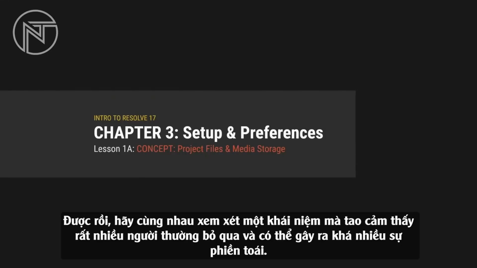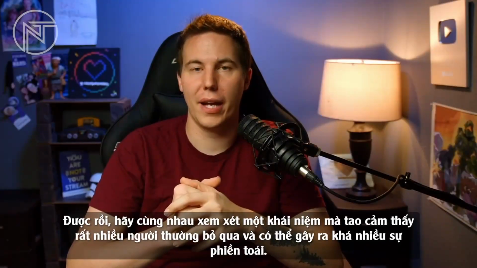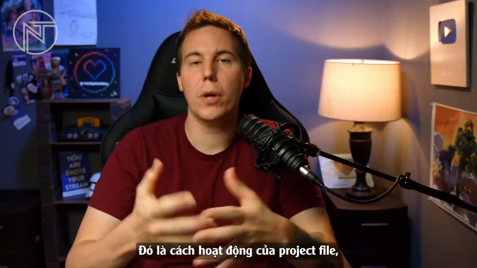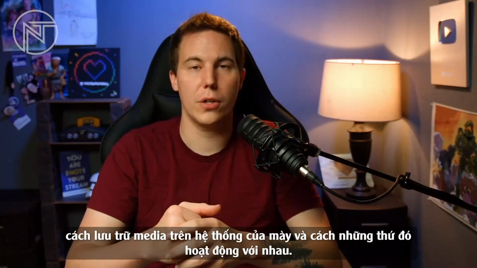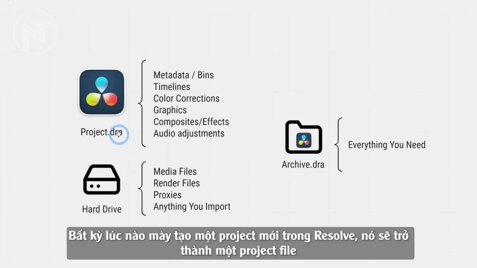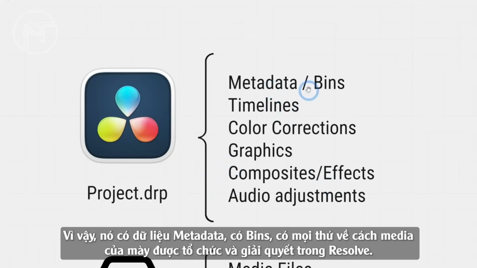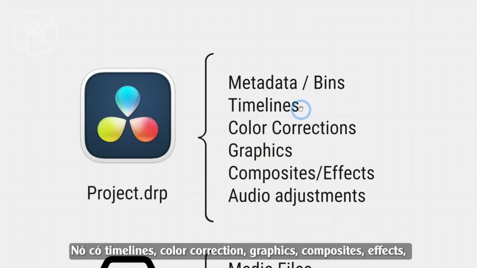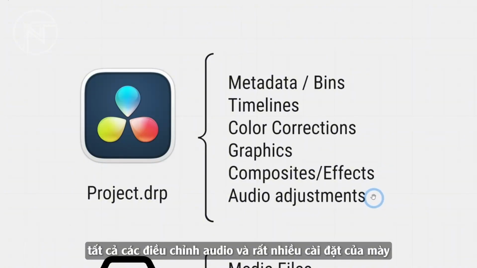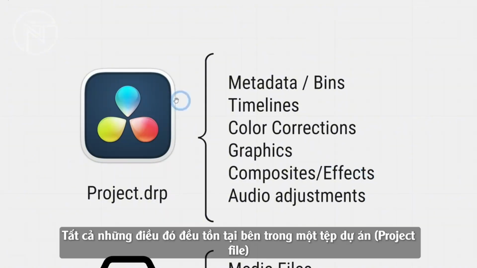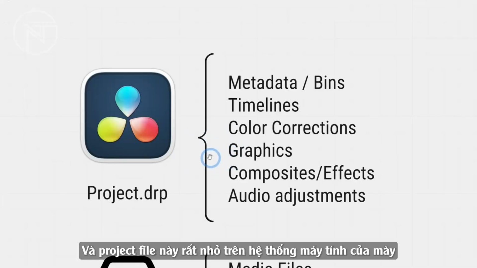All right, let's take a look at a concept that I feel like a lot of people skip over and can be frustrating. And that's how project files work, how media is stored on your system, and how those things work together. Anytime that you make a new project in Resolve, it becomes a project file. Now, this project file contains a bunch of stuff about what you're making. So it has the metadata, it has bins, it has everything about how your media is organized in Resolve. It has your timelines, your color correction, your graphics, your composites, your effects, all of your audio adjustments, and a lot of your settings.